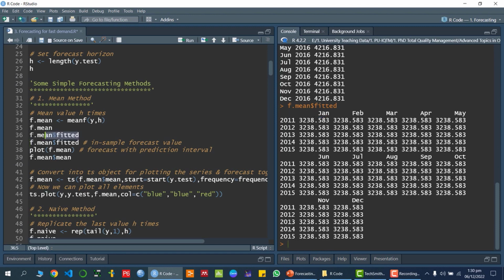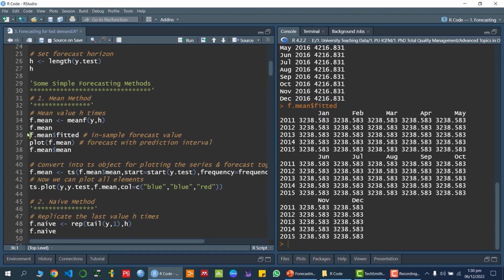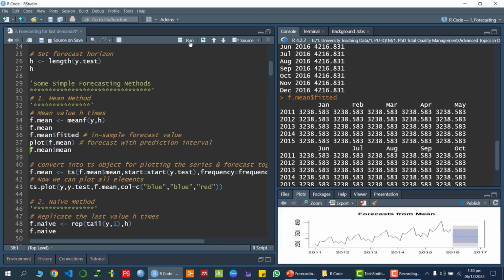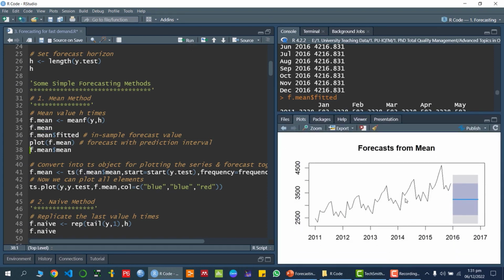Okay, so these are going to be used when we are finding the forecast error within a sample. Now let me plot this forecasted value, which is f dot mean. If I plot this, you can see this is basically the original data set. This dark blue line indicates the forecasted value with the help of the mean method, and this dark gray color indicates the 80% prediction interval. This light one is the 95% prediction interval.